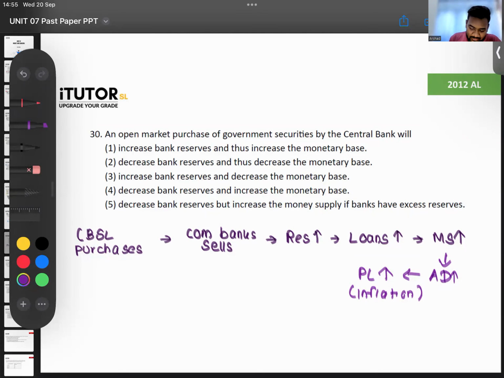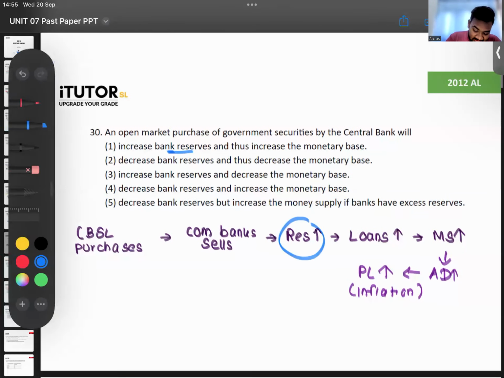So think, guys, which one can be the right answer? According to this, increase in bank reserves. Is that part correct? When the central bank purchases, we said yes, bank reserves will go up. Thus, increase in monetary base. What is monetary base? High-powered money. If the reserves increase, remember, currency held by commercial banks, that is their reserves, no? That is a component of monetary base, a component of high-powered money. So don't you think there will be an increase in the monetary base? It increases, no? So that also looks correct. So maybe one can be our answer.